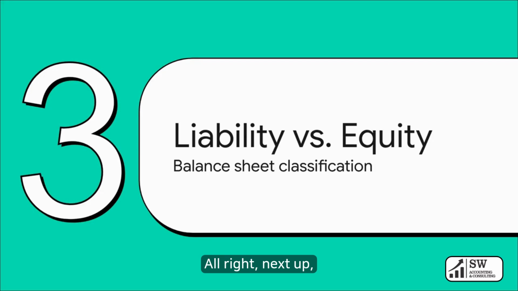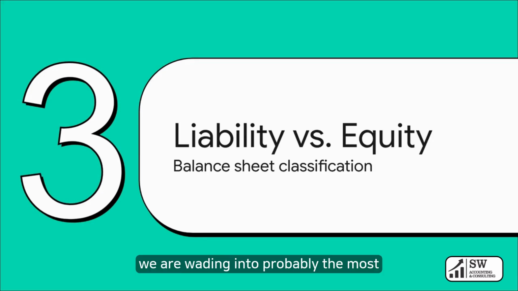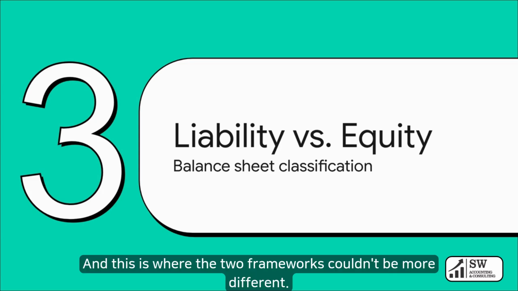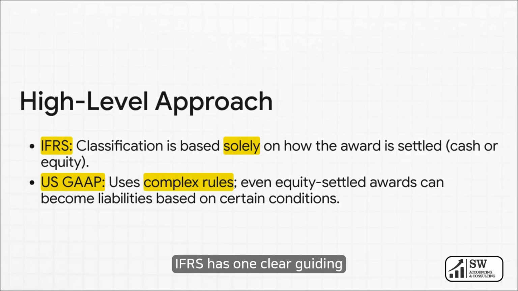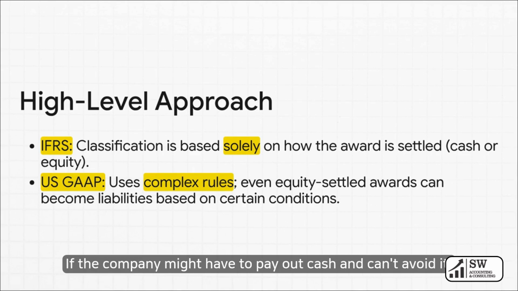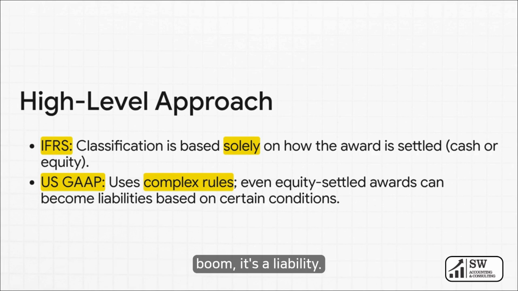All right, next up, we are wading into probably the most complex area here, liability versus equity classification. How an award is classified has huge consequences for the balance sheet and for P&L volatility, and this is where the two frameworks couldn't be more different. You can think about the high-level approaches like this. IFRS has one clear, guiding test. How is the award settled? If the company might have to pay out cash and can't avoid it, boom, it's a liability.